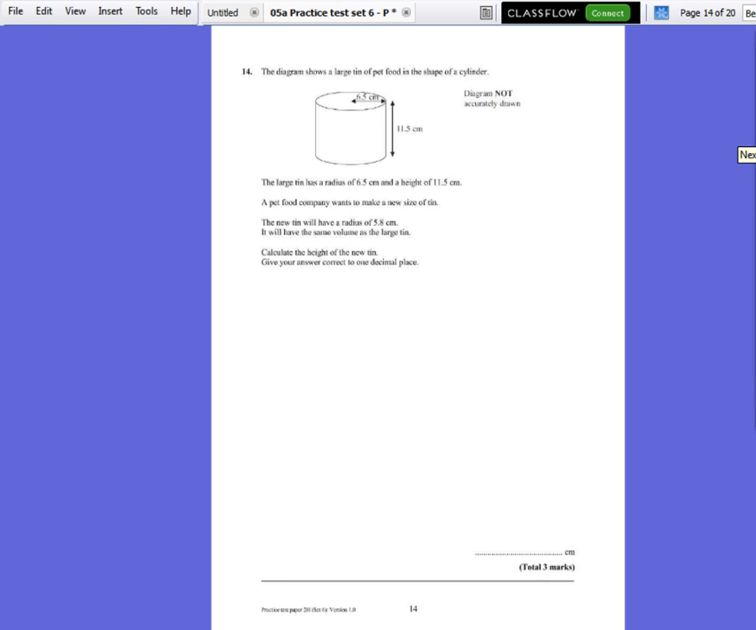Question 14. The diagram shows a large tin of pet food in the shape of a cylinder. It has a 6.5 radius and 11.5 height at the minute, and the company wants to change it to a 5.8 radius but keep the same volume. So to work out the volume of the cylinder, you do pi times the radius squared, so the area of the circle on the top, and multiply that by the height, which is 11.5, and that gives 1526.42. Just leave that in your calculator so you don't have to write it all down.